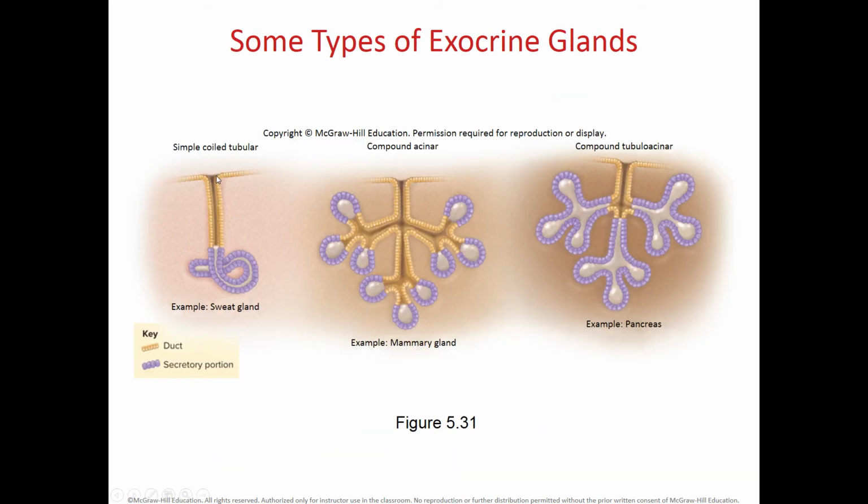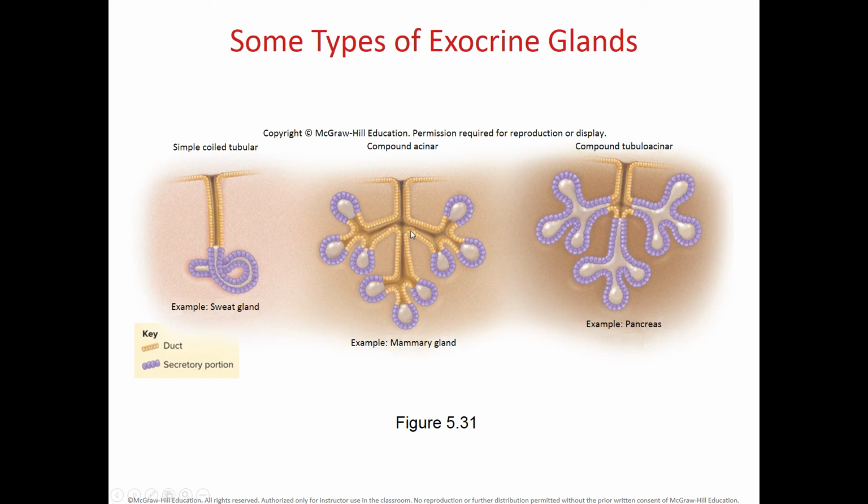So this is a simple gland because it has only one duct, and if this duct forms like a little spiral, this will be simple coiled tubular, or tubule. So this will be the duct, and this will be the secretory portion, the epithelial cells, the parenchymal cells.